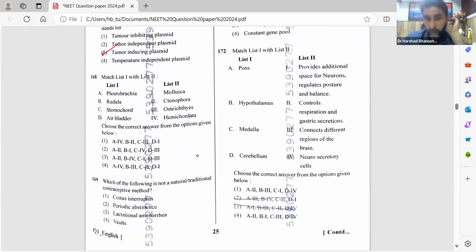Now, in this case, they have asked you to match the column with the example or the feature. Pleurobrachia is an example of Ctenophora. Ctenophora would be A2. Radula is found in mollusca, that is 1. So B would be 1. C would be found in hemichordata, and air bladder is found in bony fish, Osteichthyes. So it will be 2, 1, 4, and 3. 2, 1, 4, and 3 would be option number 2.